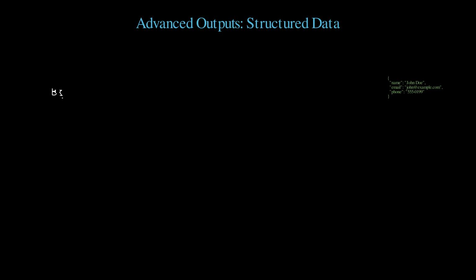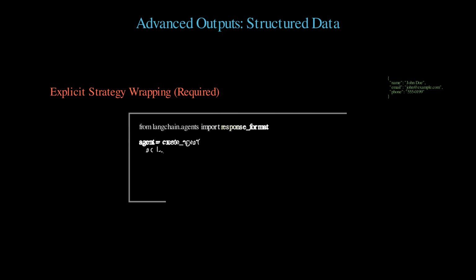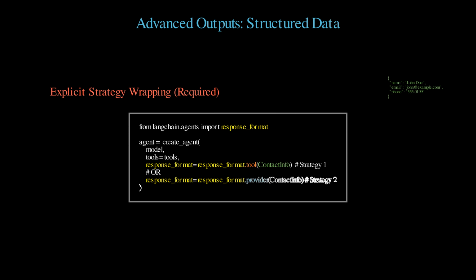So decision time. If I'm using a model that has native JSON support, I should go with provider strategy. If I'm using something a bit more generic, tool strategy is my backup. Exactly. And just like with the state schema, simply passing a raw schema isn't supported anymore. You have to explicitly wrap it in one of these strategies.